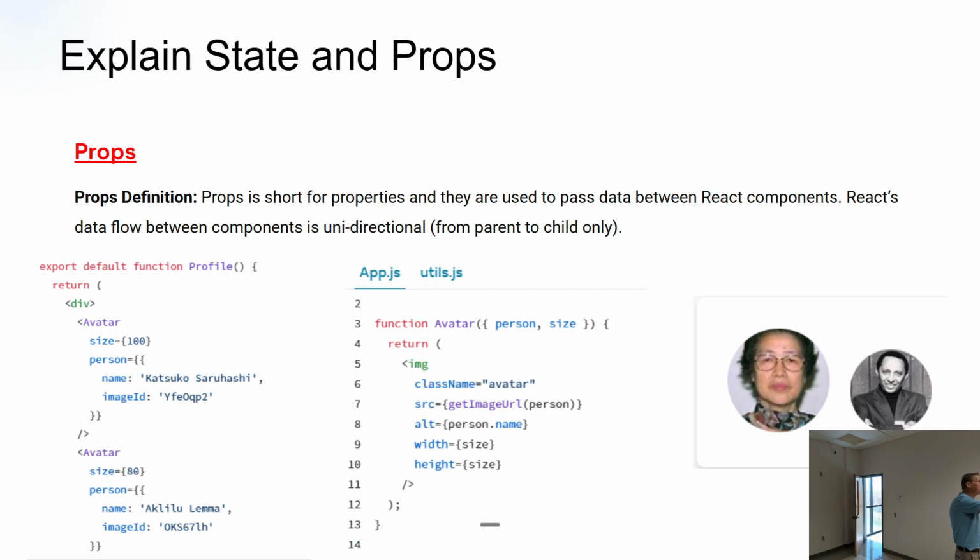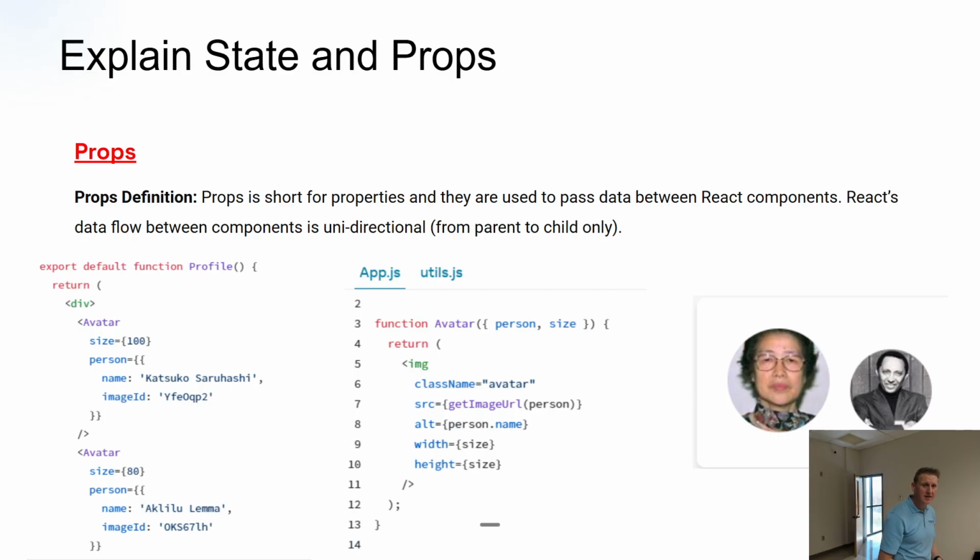Okay. And so yeah, props, sending data down from parent to children. It's one-way. You can't send data up. You can only send data down. So it's unidirectional, one-way sending of the data.